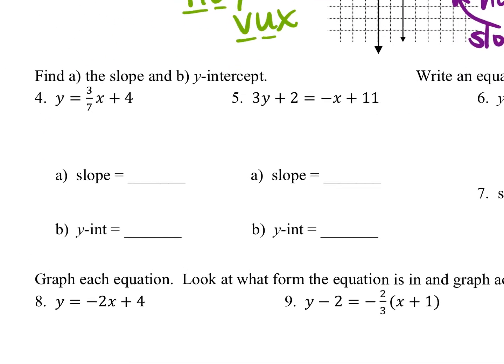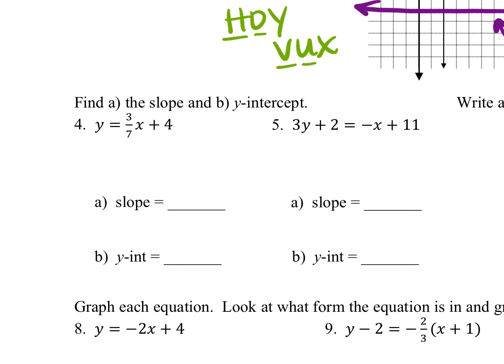All right, number 4, find the slope and find the y-intercept. Remember y equals mx plus b. M is your slope. B is your y-intercept. So my slope for this first one would be 3/7. And my y-intercept would be 4.